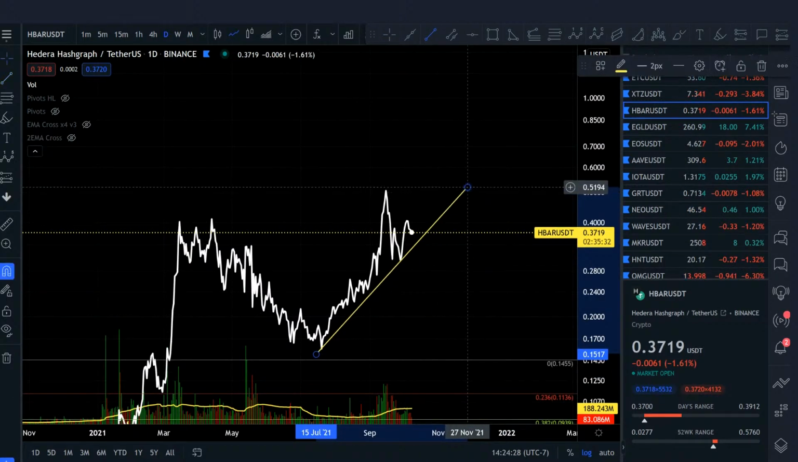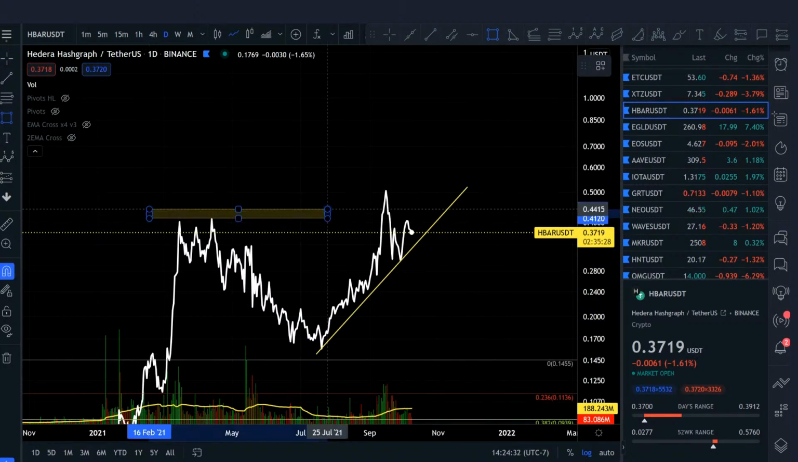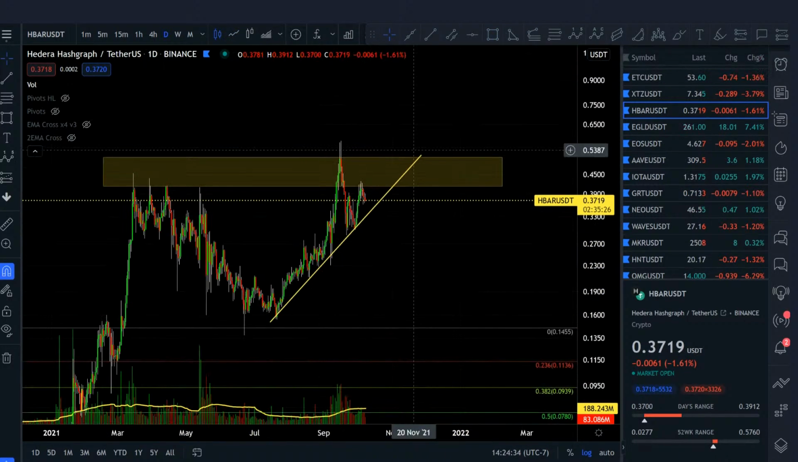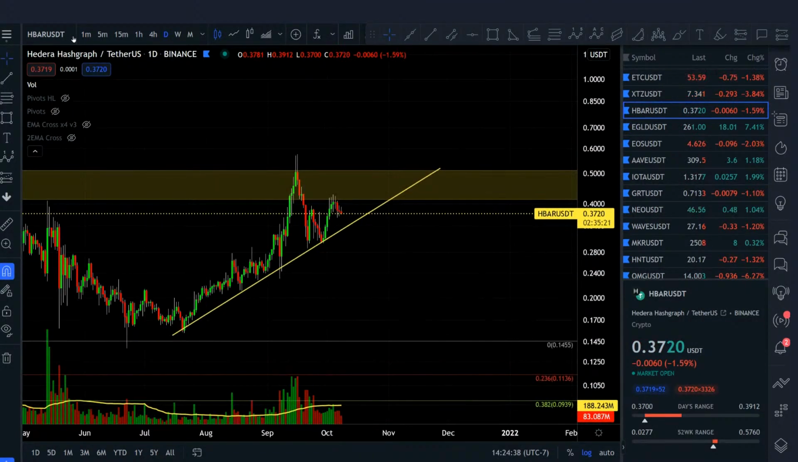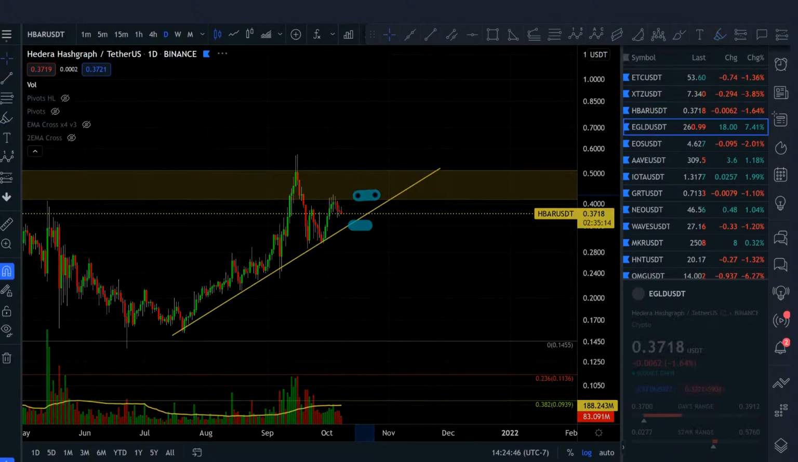A trend line and resistance zone on the chart. So if this is our lower high, you see this resistance, it just touched it and is pulling back. So we're going to pull back to right here, 34 cents. If not, we're going to break through 42 cents.